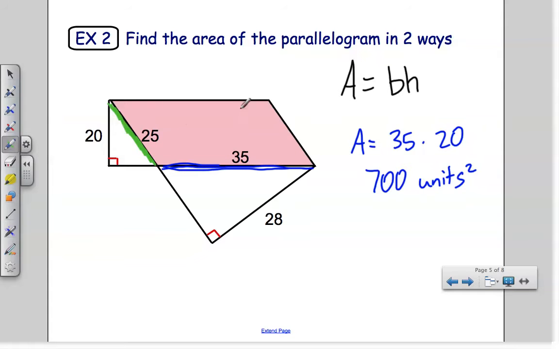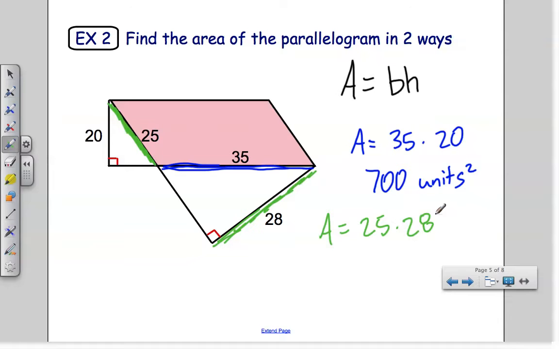Well, then I need the distance between these two bases at a right angle, right? If 25 is a base, then these are my bases. What's the distance between? It's actually drawn out here. 28 would be the distance between the bases. This 25, this base is like extended out here, and 28 goes at a right angle between them. So in that case, area's base of 25 times the height of 28.